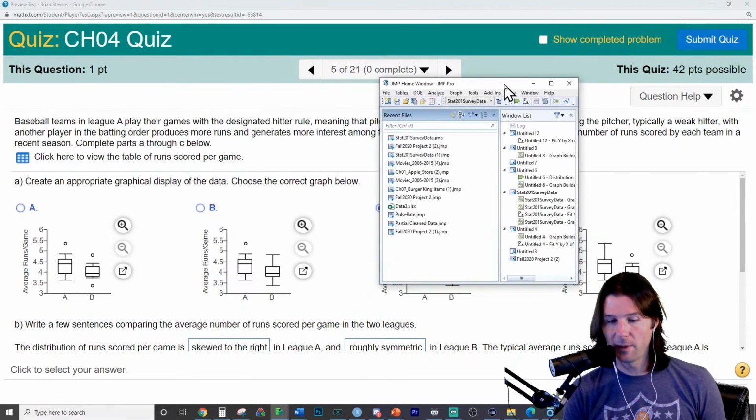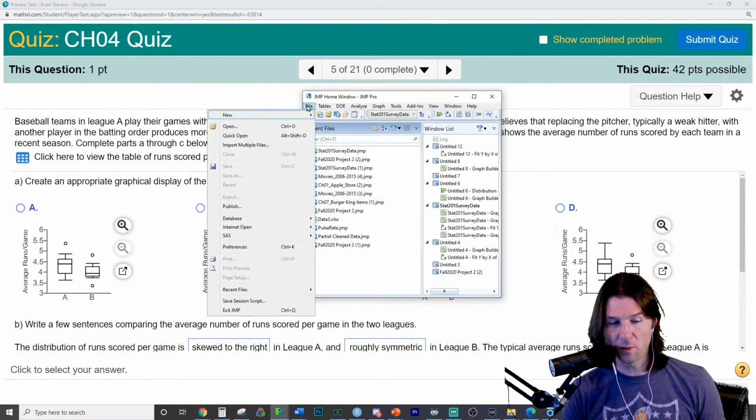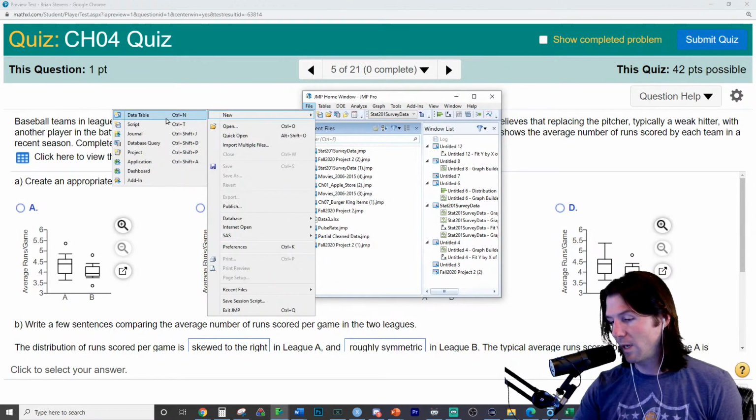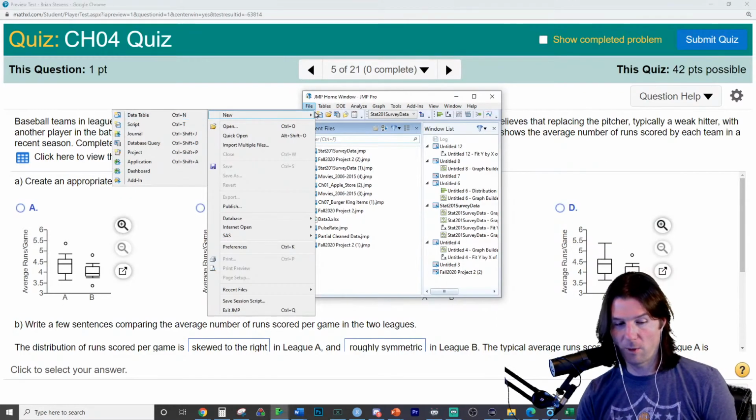Let me bring it to the main screen. You might be right here in JMP. You want to go to File, New Data Table. I'm going to pause right here. Are you good with this? Go to File, New Data Table.